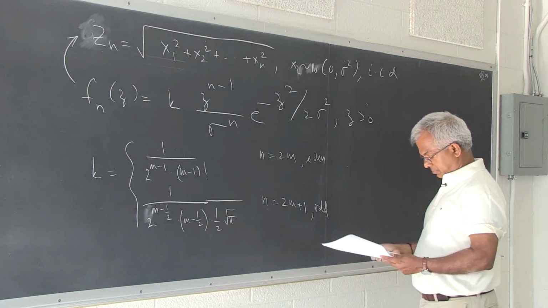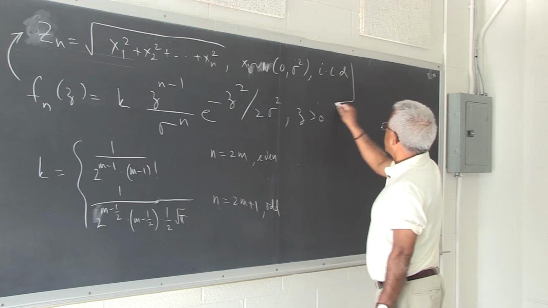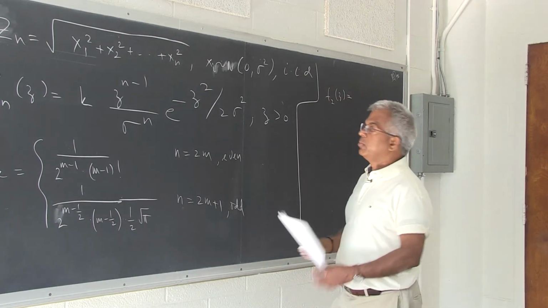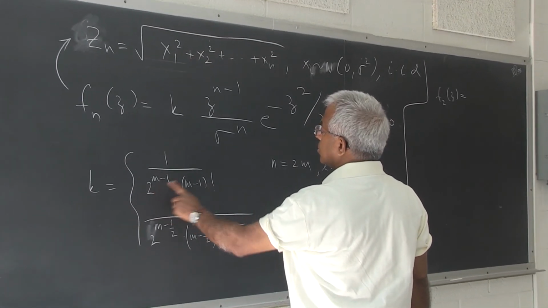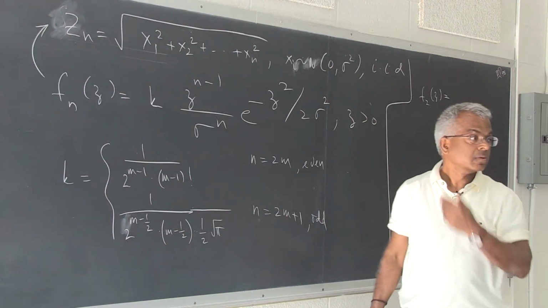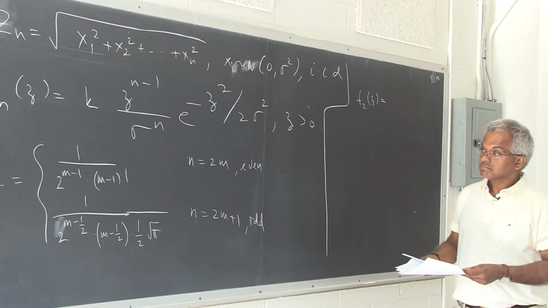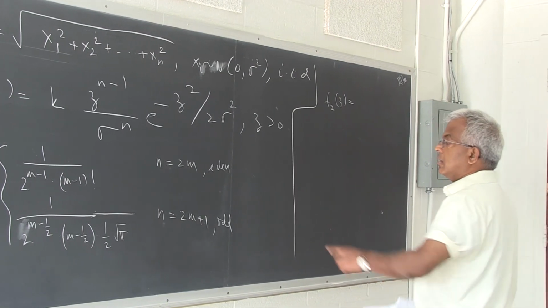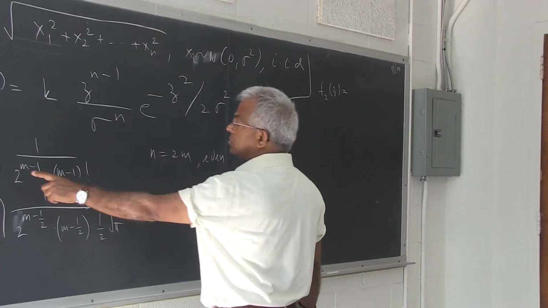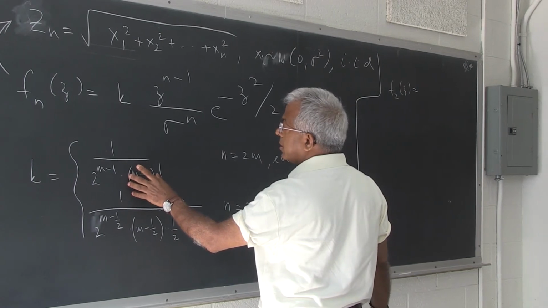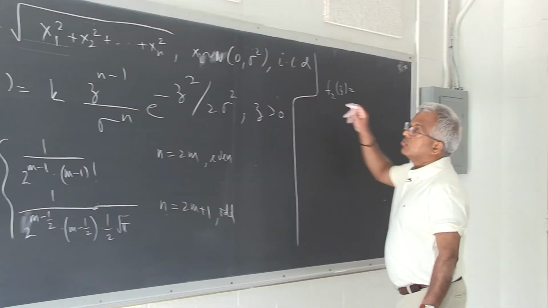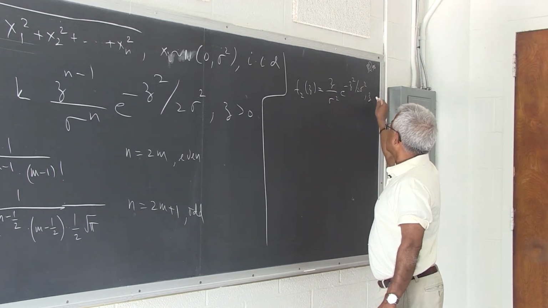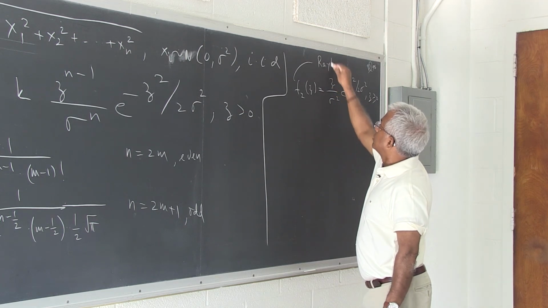So for example, we can check this formula for 2, 3, etc. F2 of Z: N is 2, so M is 1. So here we have 2 raised to 0, which is 1, and M minus 1 factorial. So K is 1 in that case. And so we get Z over sigma squared E raised to minus Z squared over 2 sigma squared. So this is of course a standard Rayleigh, 2 random variables.